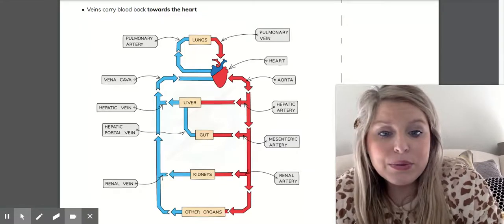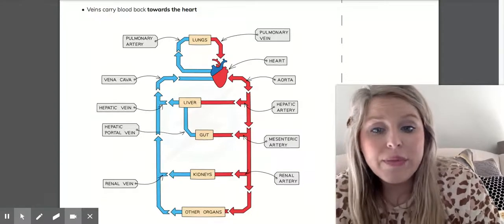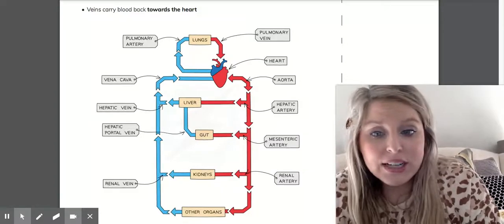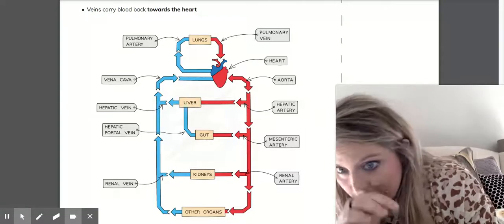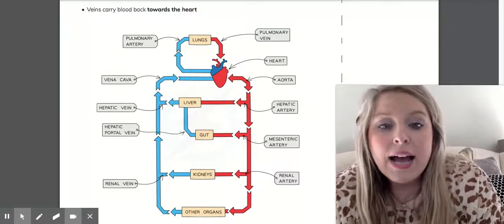So you can see, for each of the kidneys, we would have a renal artery bringing blood to it away from the heart, absorbing oxygen here, releasing carbon dioxide to return back to the heart through the renal vein. So that would be the kidney function.